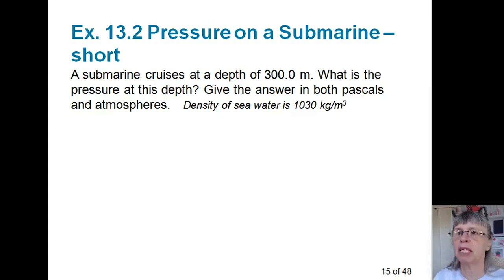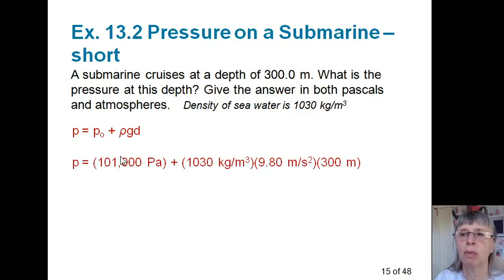So our first example is to calculate the pressure on a submarine, because clearly submarines go deep down into a liquid. So as they go deeper, the pressure on the submarine is going to increase. We're just going to calculate it, and we're going to give our answer both in pascals and in atmospheres. And we're told the density of seawater is 1030 kilograms per cubic meter. So if we're asked to calculate pressure, we're going to use the equation we were just given.